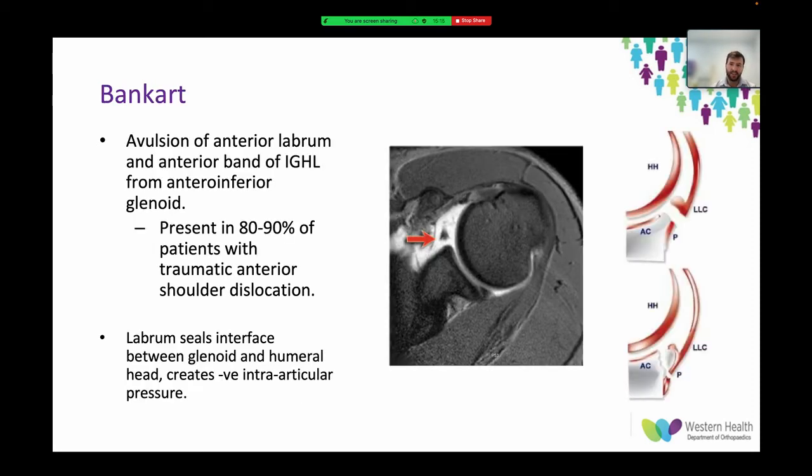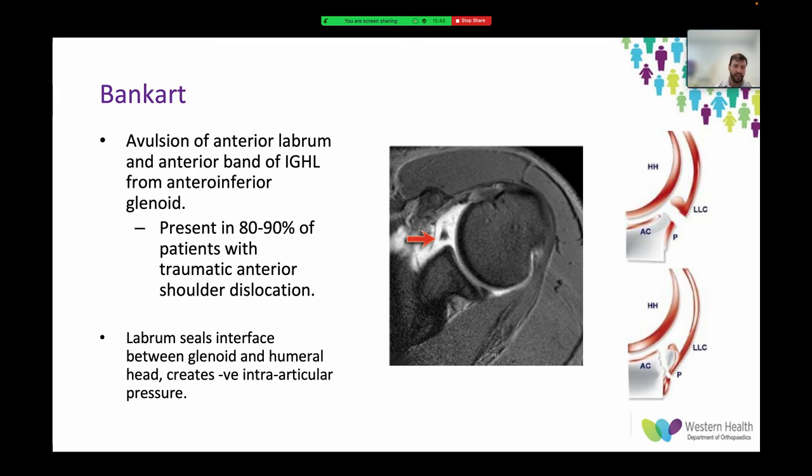Bankart lesions. So this is present in 80 to 90% of patients with traumatic anterior shoulder dislocation, and avulsion of the anterior labrum is the pathoanatomy of that. This includes the inferior glenohumeral ligament from the anterior inferior glenoid. And as we mentioned earlier, this is important because the labrum seals the interface between the glenoid and the humeral head, and it creates that negative intra-articular pressure.